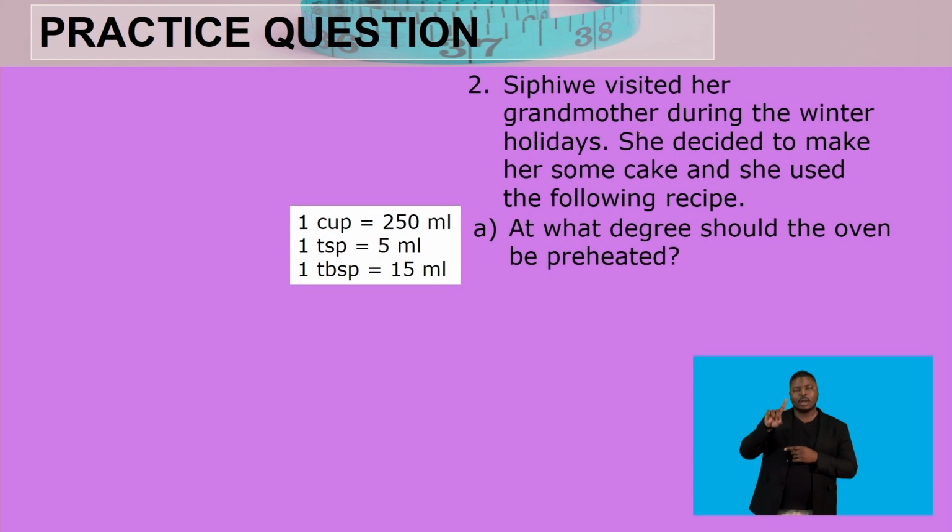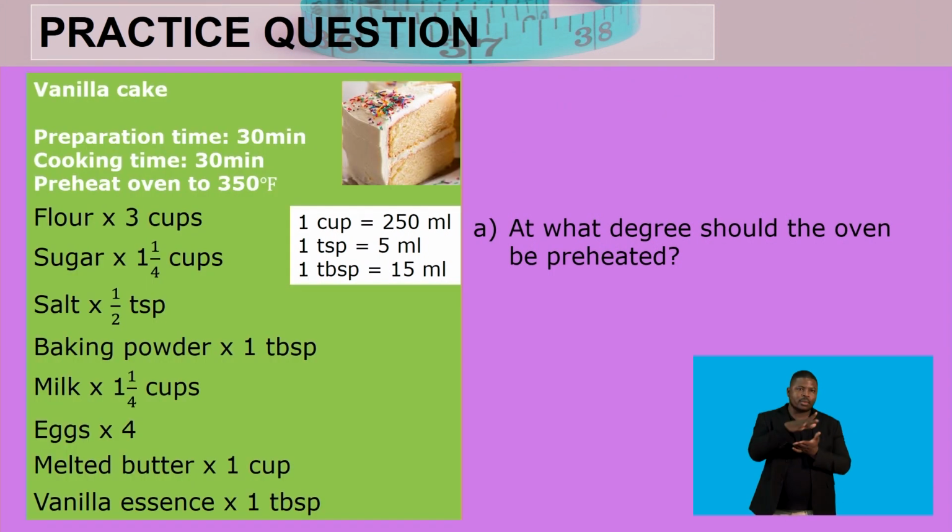Siphiwe visited her grandmother during winter holidays. She decided to make her some cake and she used the following recipe. This is the recipe given. They say the cooking time, the temperature, the preparation time. At what degree should the oven be preheated? The oven should be preheated at 350 degrees Fahrenheit. Then you write 350 degrees Fahrenheit. This means this recipe was used in the United States, because degrees Fahrenheit is basically used in the United States, while in South Africa we are using degrees Celsius.